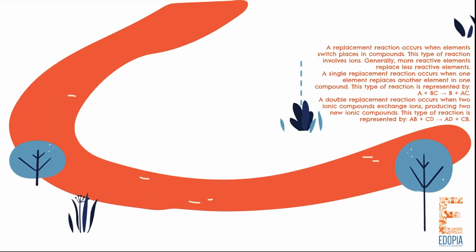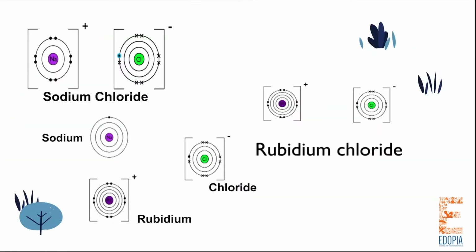So like I said before, a replacement reaction occurs when elements switch places in compounds. In order to study this further, let's consider a very simple displacement. Think of common table salt, sodium chloride, which is an ionic compound. In molten form, sodium has donated one electron to chloride to form an ionic bond. So both ions have their completed octet to be stable.